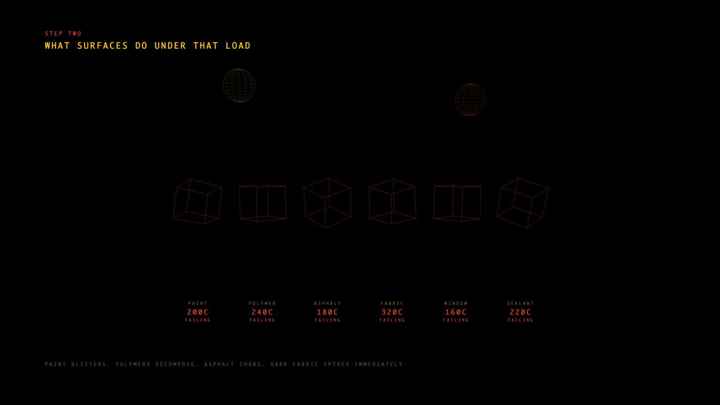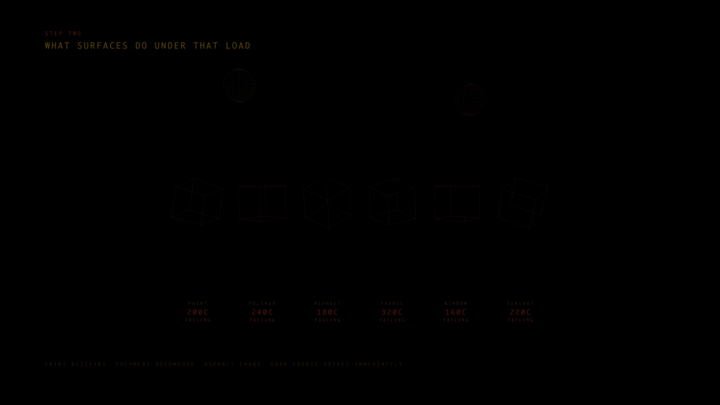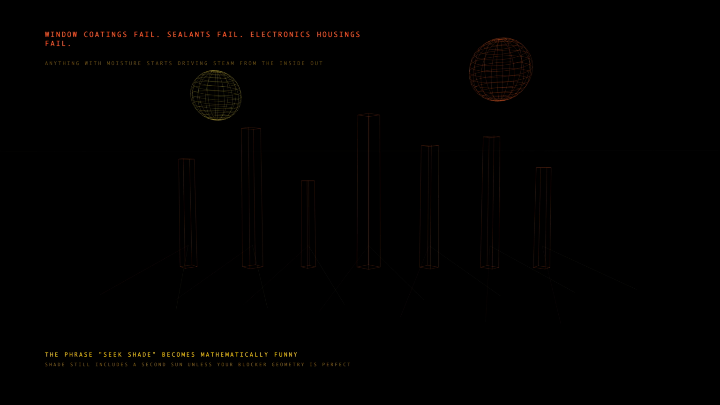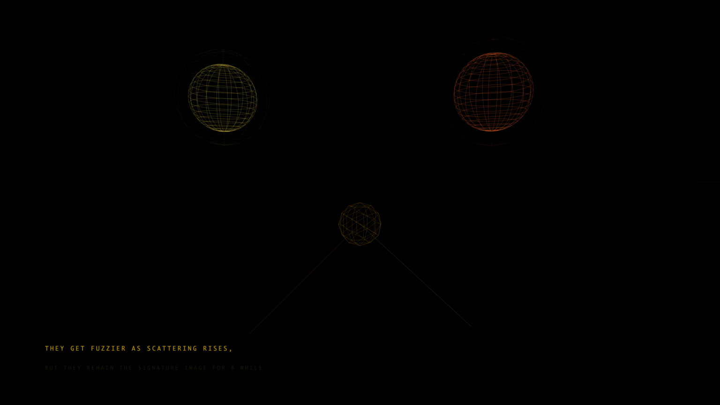Dark fabric spikes in temperature almost immediately. Window coatings fail. Sealants fail. Electronics housings fail. Anything with moisture starts driving steam from the inside out. The phrase "seek shade" becomes mathematically funny because shade still includes a second sun unless your blocker geometry is perfect. And yes, you still see 2 shadows. They get fuzzier as scattering rises, but they remain the signature image for a while.